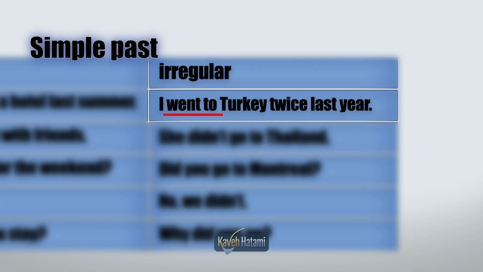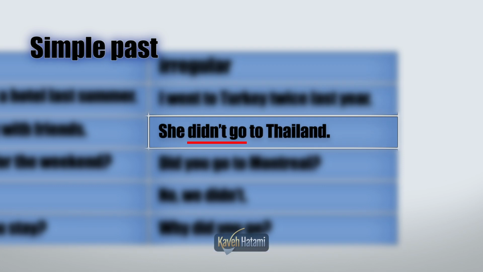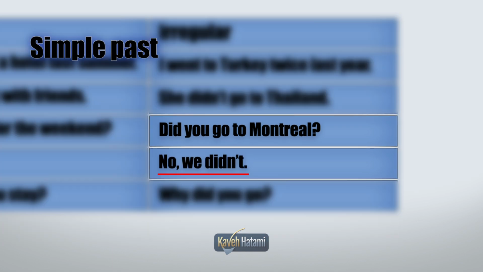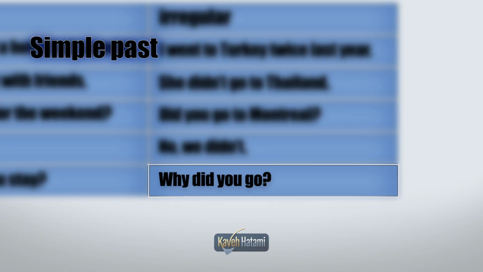Irregular. I went to Turkey twice last year. She didn't go to Thailand. Did you go to Montreal? No, we didn't. Why did you go?